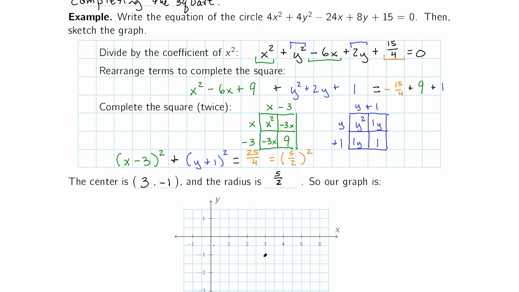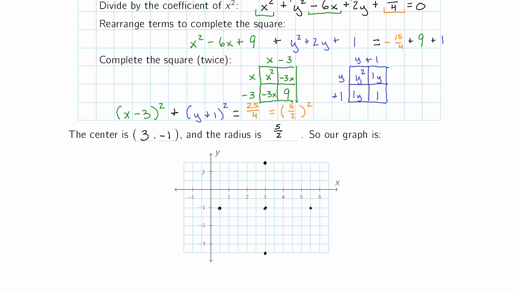So my axes here are set up with a tick mark every half. So I'm going to count 5 of these up, 5 to the right, 5 down, 5 to the left. And now I'm going to draw the circle through those points. And this is what we do whenever we want to graph a circle that we've encountered in standard form. We rewrite it in center radius form by completing the square. And using that, we can find our center and radius and draw our circle.